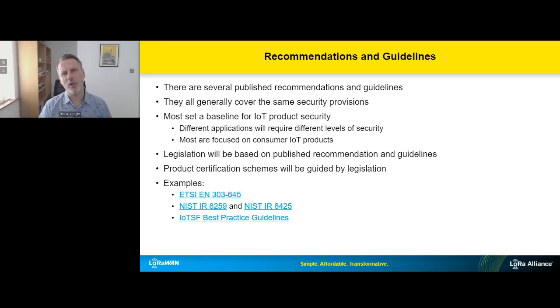Most of them set a baseline for, again, IoT product security. And again, I stress product security, so it's about the communication it uses, but also the product itself. And again, as I mentioned earlier, different applications do require different levels of security. Door lock, more secure; toy, less secure. And a lot of these recommendations and guidelines are really focused on consumer IoT products as opposed to, say, industrial or commercial. And again, that's really just due to the ubiquity of them. There's so many of these devices out there.